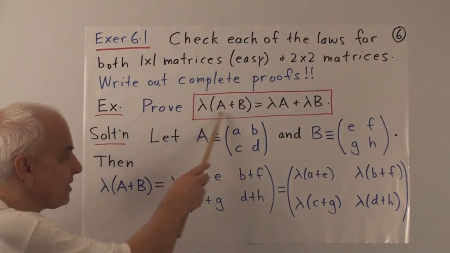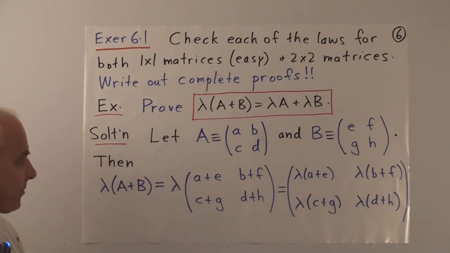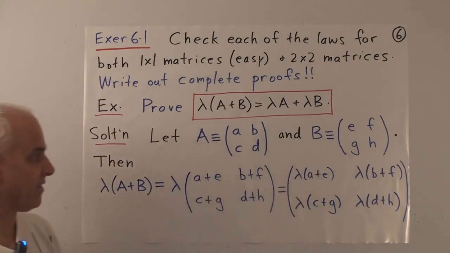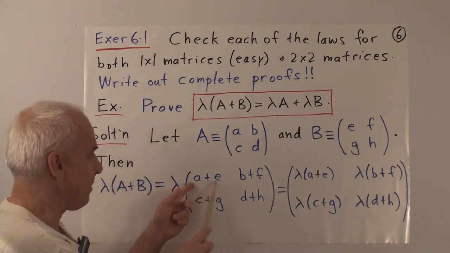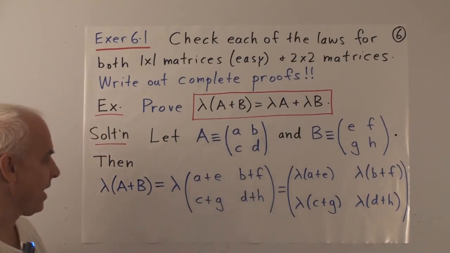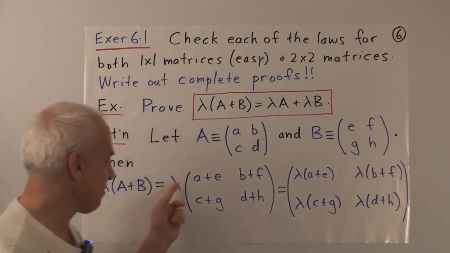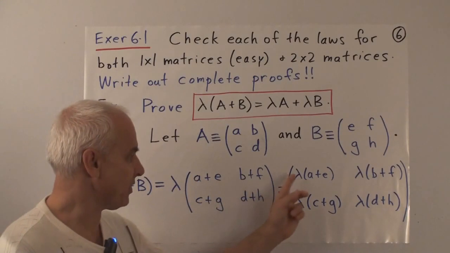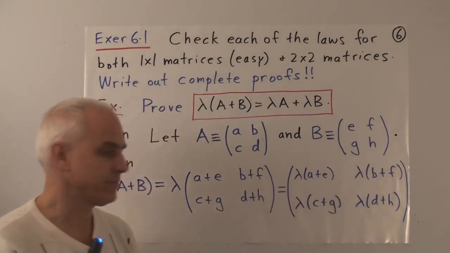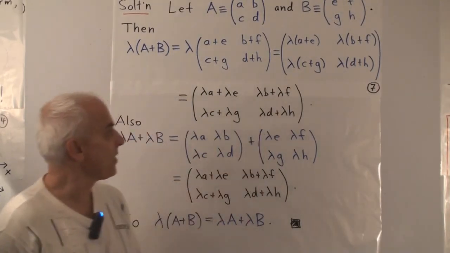All right, then what happens? Well, I'm going to compute this left-hand side. So lambda times A plus B. What is it? Well, there's A, there's B. I know how to find the sum. The sum is A plus E, B plus F, C plus G, and D plus H. And now I have to multiply by lambda. I know how to multiply by lambda. I just multiply each of the elements by lambda. So there's lambda times that, lambda times that, lambda times that, and lambda times that. So we've just established this formula.